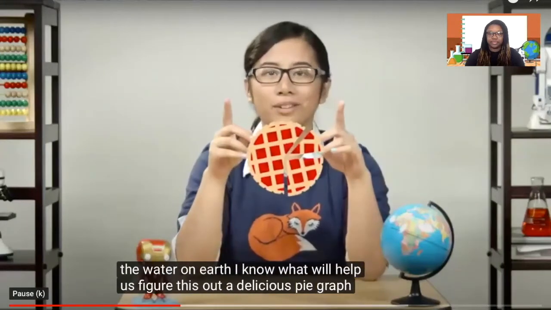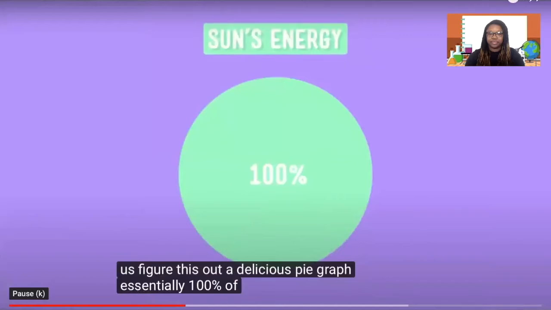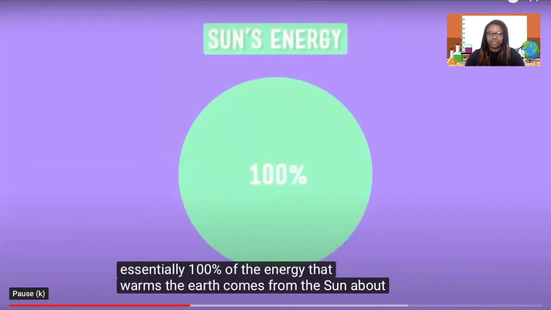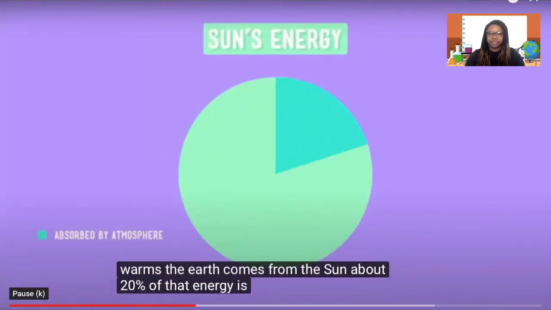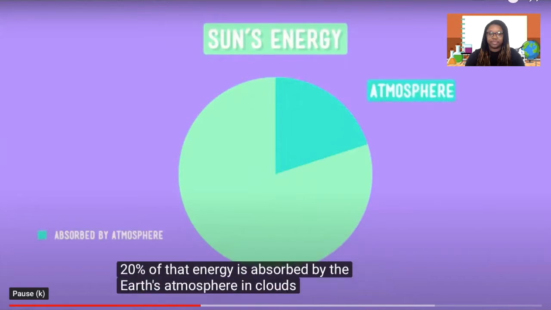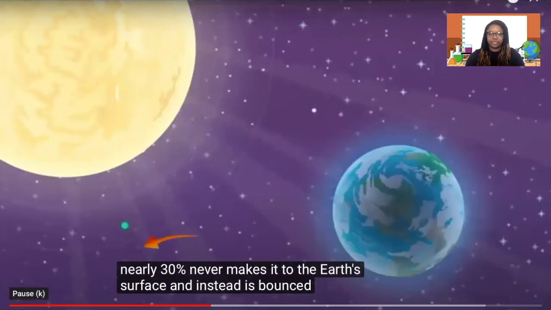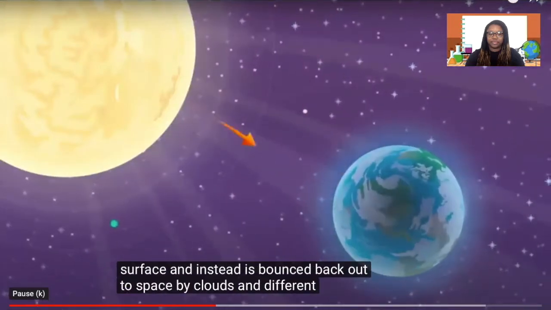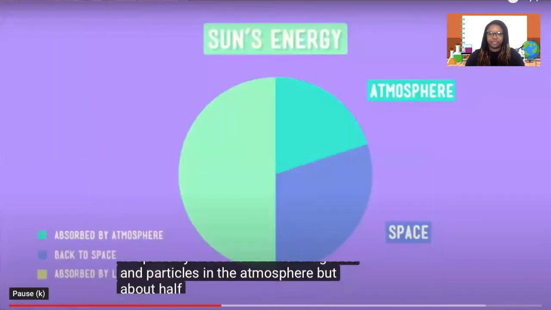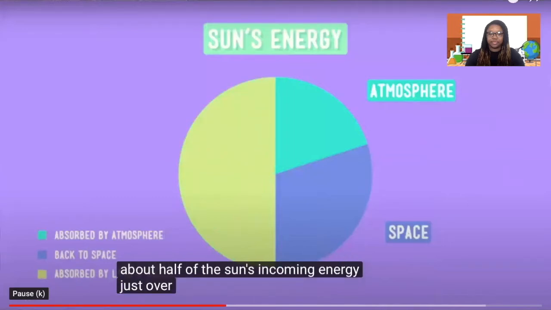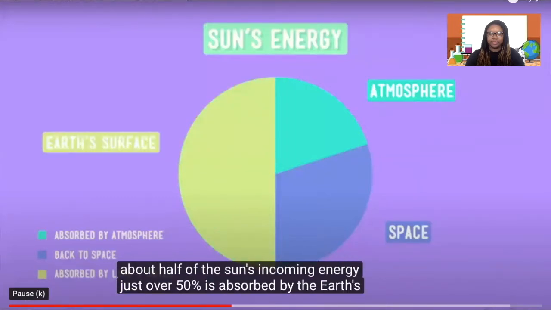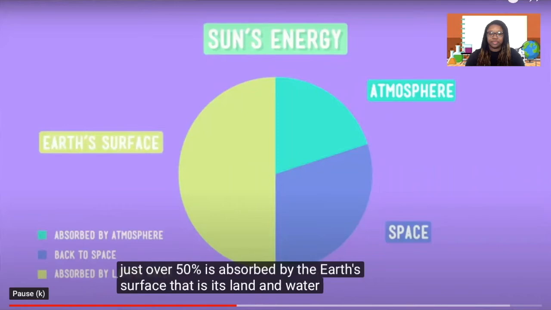A delicious pie graph. Essentially, 100% of the energy that warms the Earth comes from the sun. About 20% of that energy is absorbed by the Earth's atmosphere and clouds. Nearly 30% never makes it to the Earth's surface, and instead is bounced back out to space by clouds and different gases and particles in the atmosphere. But about half of the sun's incoming energy, just over 50%, is absorbed by the Earth's surface. That is, its land and water.